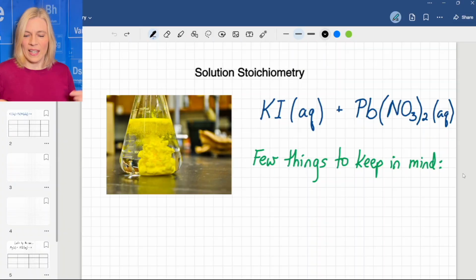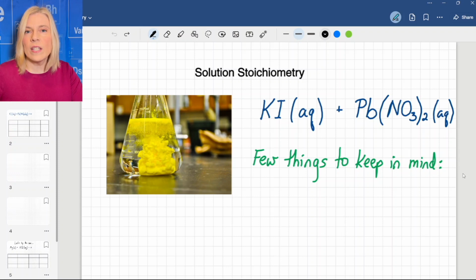Hi, are you ready to do some solution stoichiometry today? We will be doing a lot of number crunching and review a little bit about solutions. So let's get started. Let's do this reaction. I hope you remember it. Potassium iodide with lead 2 nitrate. We're going to mix it.